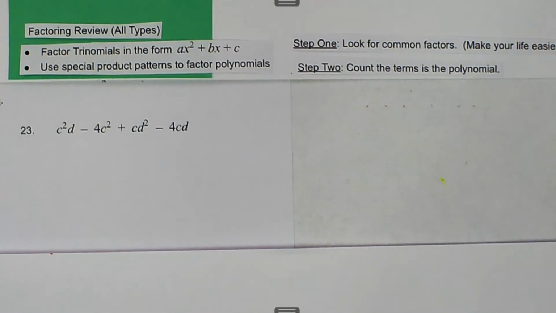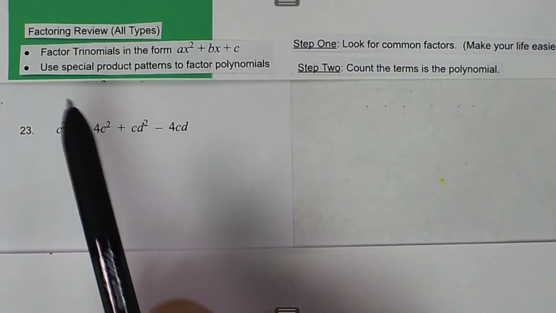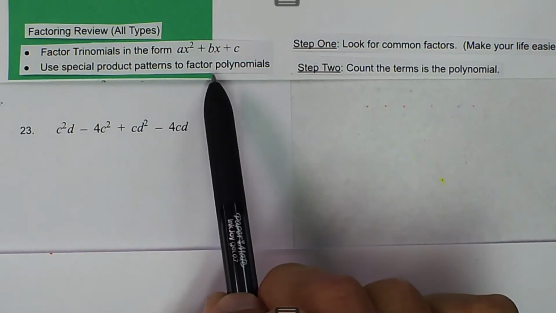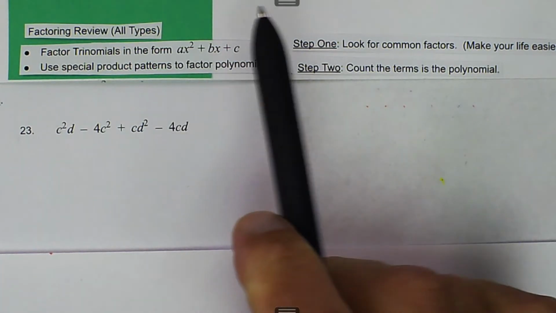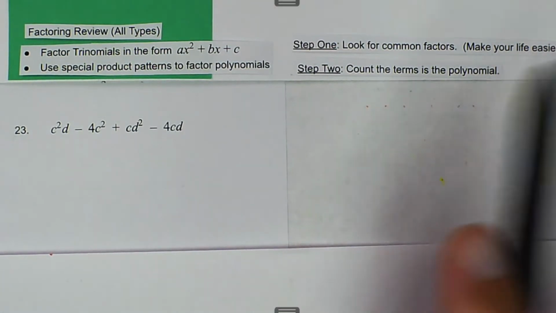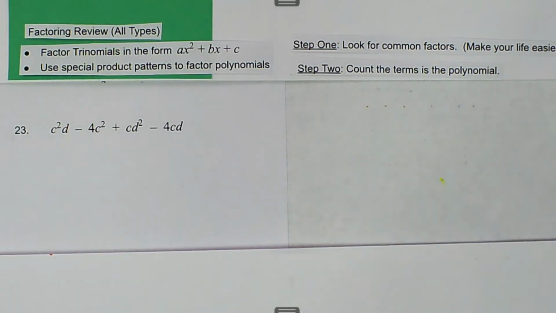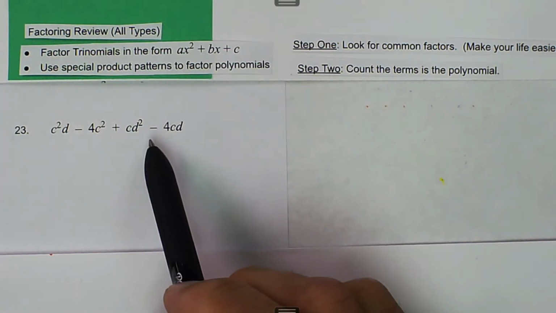We are talking about all types of factoring, and right now we're using special product patterns to factor polynomials. The first thing we want to look for is any common factors that we have between these four terms.